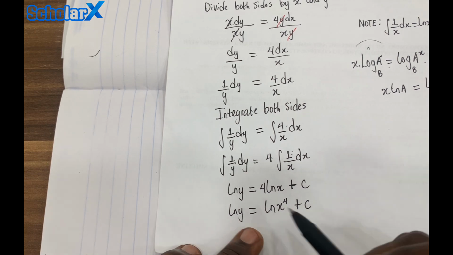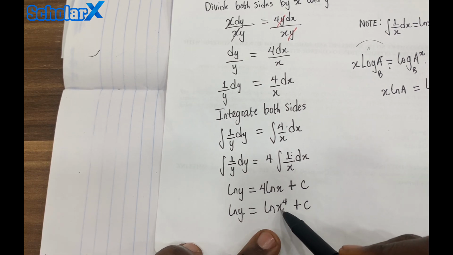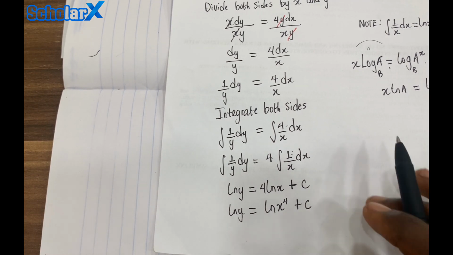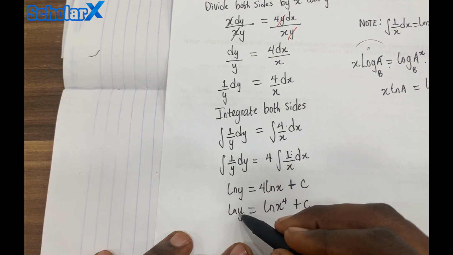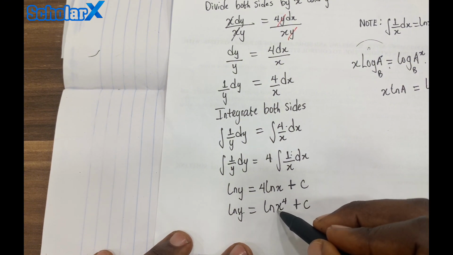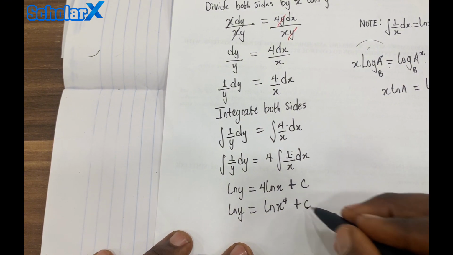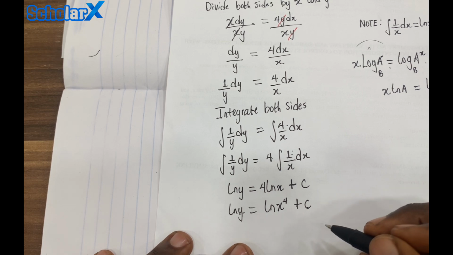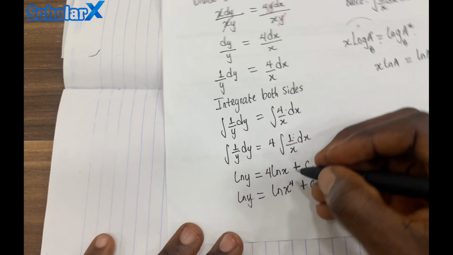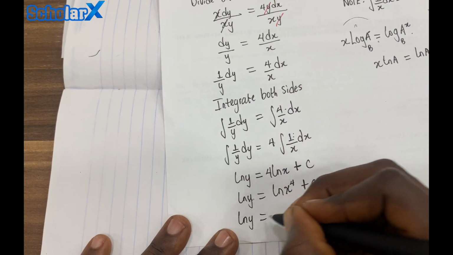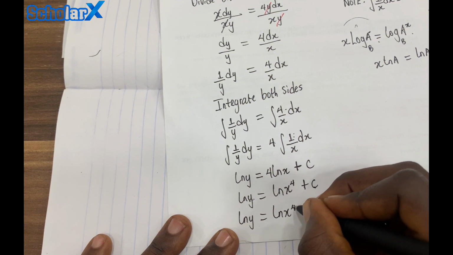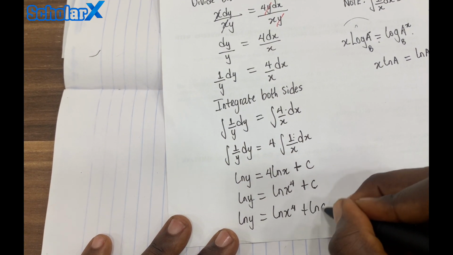Now, if you notice, there's ln here, so what can I do? Since there's ln here and there's ln here, I can still add ln to this constant. It does not affect it because it's a constant. So it becomes ln y is equal to ln x to the power of 4 plus ln c.